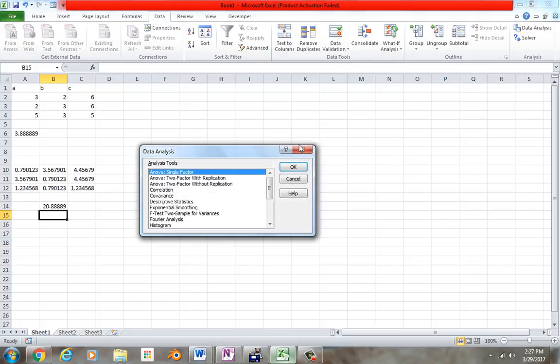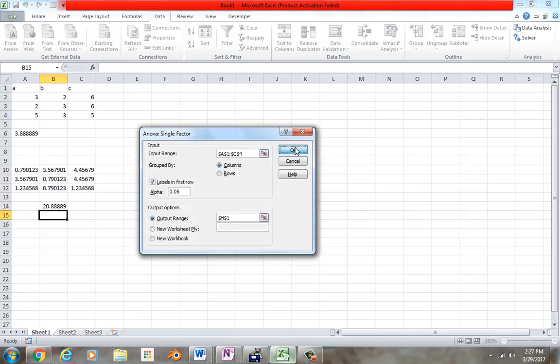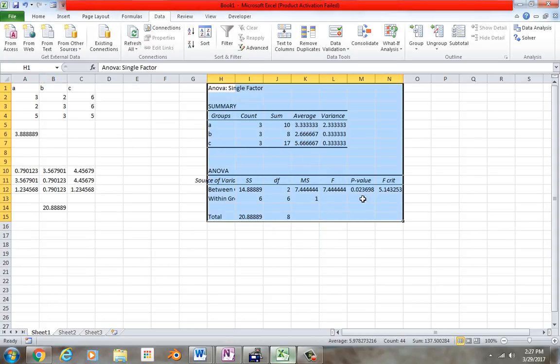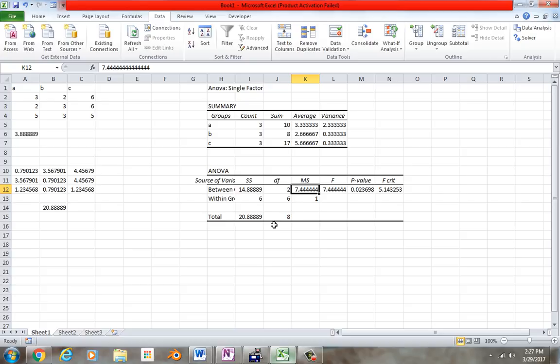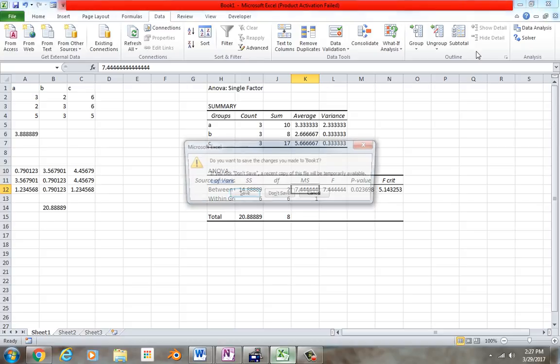And if we've done our work right, if I came back into here and said, hey, let's just do a single factor ANOVA. Look at that. Boom, boom, boom. Wow. Anyway, that's where the numbers come from in case you ever wanted to know.